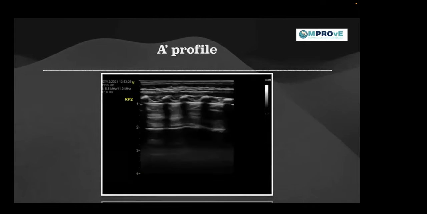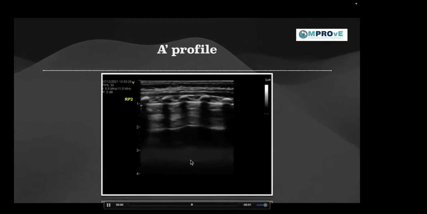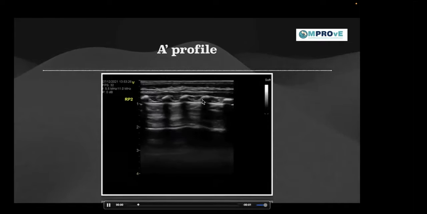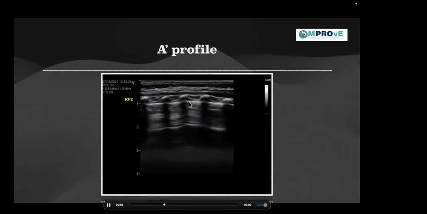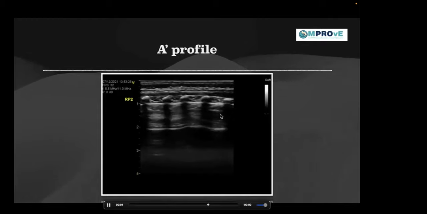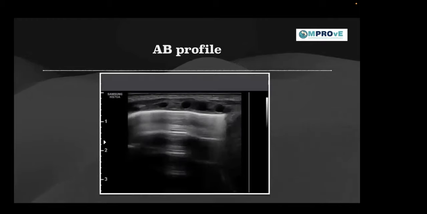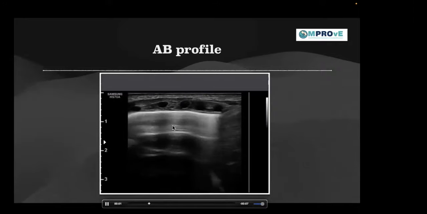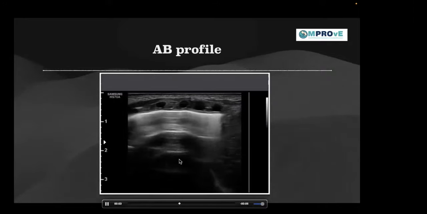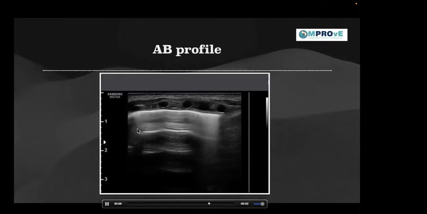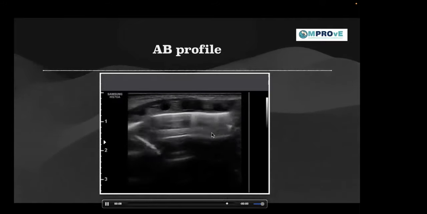A prime, as I said, if you have a pneumothorax, Blue Protocol likes to call it A prime. You'll not be wrong to call it A profile as well. It's just that A profile without the pleural sliding is A prime by definition. All the A lines without the pleural sliding is A prime. You don't see comet tail effects, you don't see B lines. AB profile, voila. If you see the combination of both, you see A lines and you see B lines as well, call it AB profile.